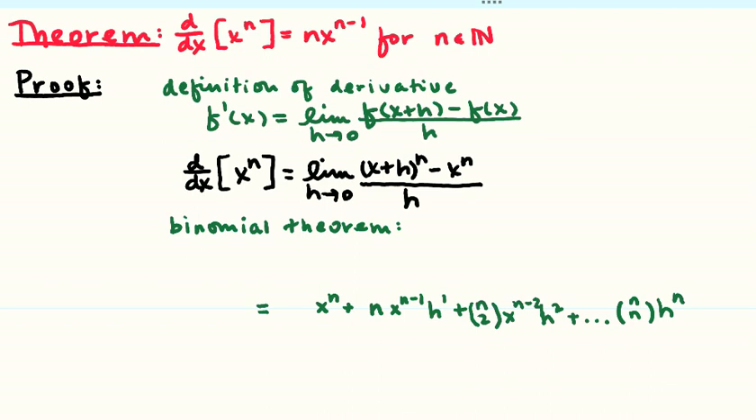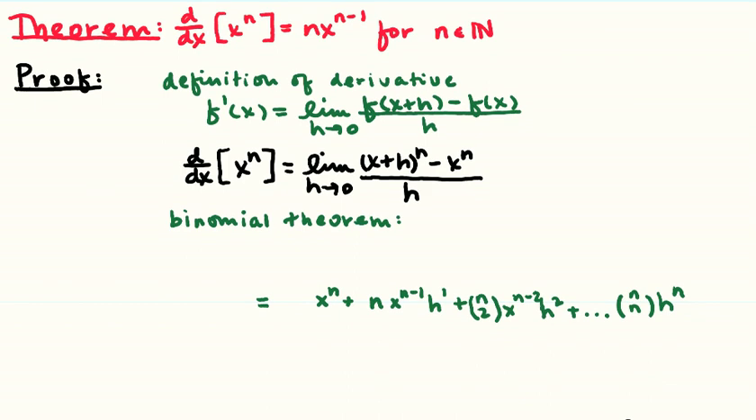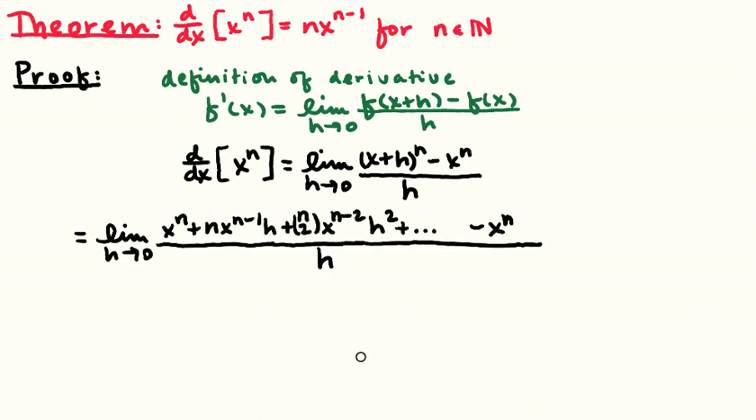All right, so I cleared out the n choose 0 because I don't need that anymore. And I replaced n choose 1 with n. Okay, so what this limit is going to equal now is the limit as h goes to 0 of x to the nth power plus n times x to the n minus first power multiplied by h to the first power. Then n choose 2, x to the n minus 2, h to the 2.